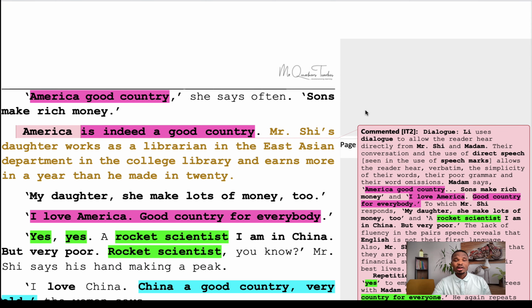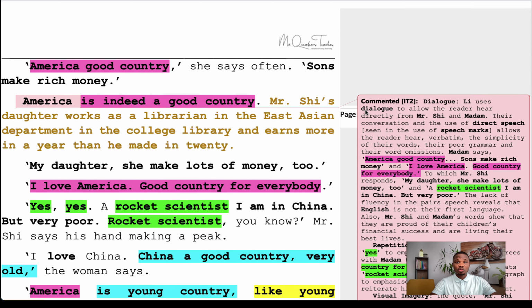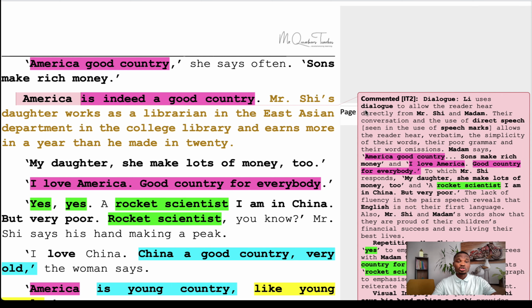Now, another thing that Lee uses as part of the stylistic devices is dialogue. Later on, we're going to see the use of flashback, but here, she uses dialogue. So here, we see the exchange between Madame and Mr. Chi. So Madame says, for example, America, good country. She says often, sons make rich money. So America, good country, sons make rich money. It's put in quotes to indicate to the readers that this is Madame's words.